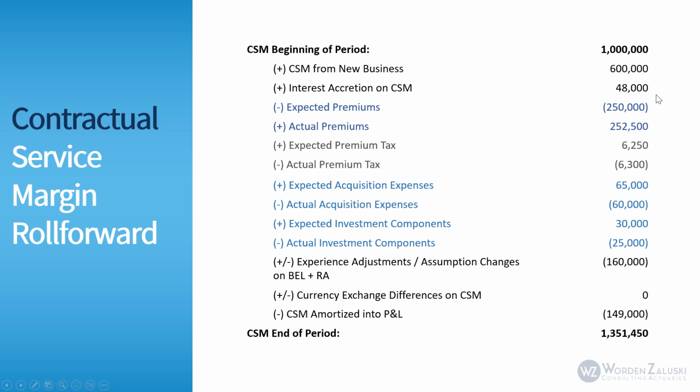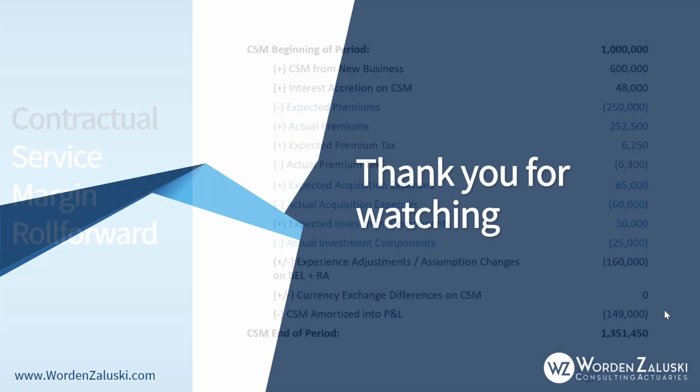The variance of these cash flows could be negative or positive depending on the period, and these experience adjustments could be negative or positive depending on how the experience emerged or what assumption changes were put through. And finally, the CSM amortized into the period will always be a reduction because we'll be amortizing that profit over time and reducing the CSM over time.